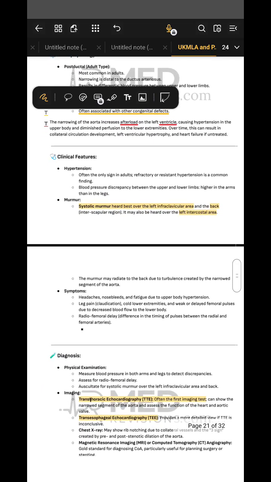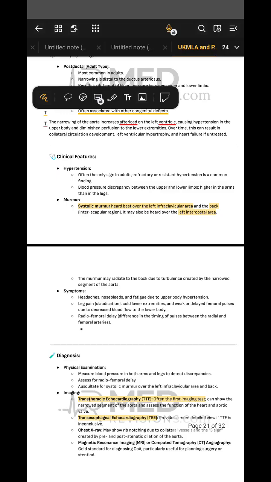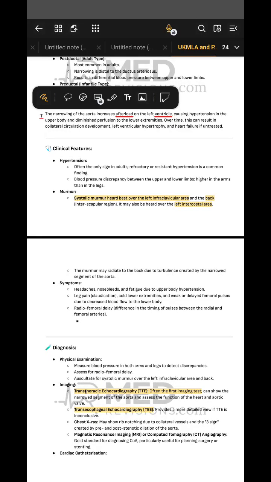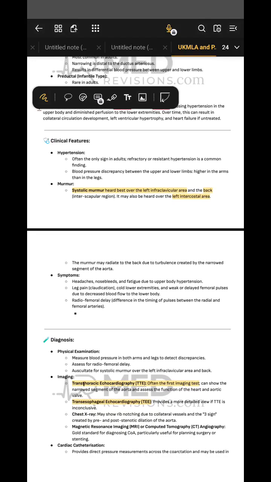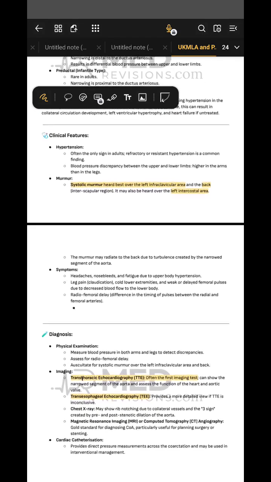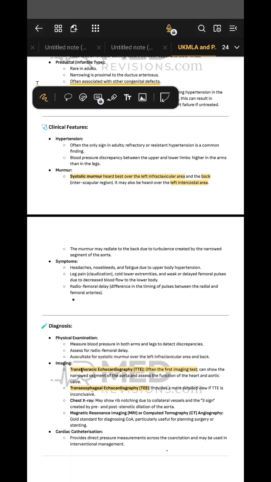So what happens? With the narrowing, the afterload increases, so the left ventricular pressure increases, causing hypertension in the upper body because the blood is not pumped properly into the aorta. Over time this can result in collateral circulation developing, as I said earlier. Look at my video. Left ventricular hypertrophy and heart failure occur if left untreated.